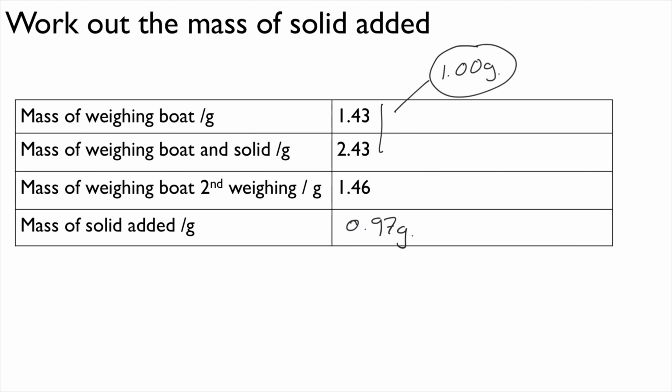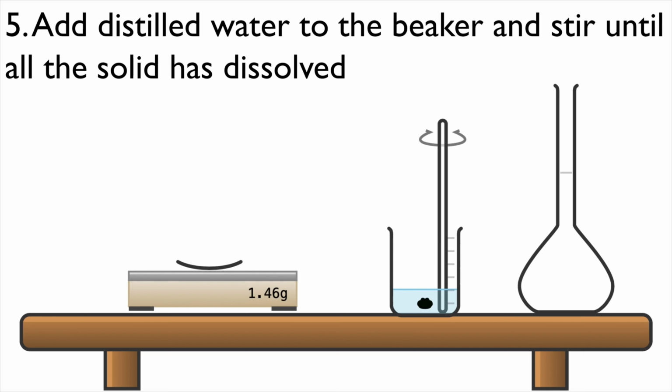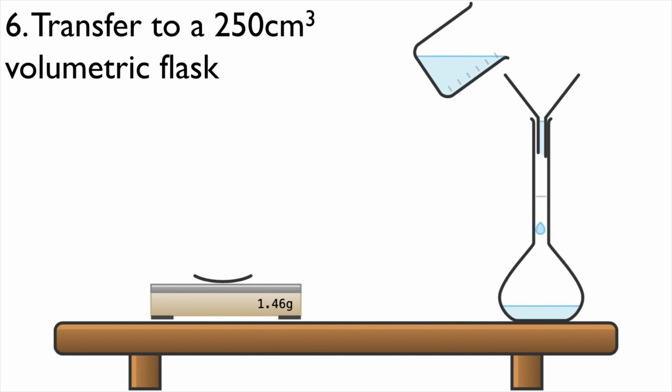Step 5, you're going to add some distilled or deionized water to the beaker, approximately 100 centimeters cubed of water, and then you're going to stir. You're going to break up any large lumps of solid just to get it to be as fully dissolved as possible. Step 6, you're going to transfer the contents of the beaker and try to get all the solid into the volumetric flask. You're going to need the use of a filter funnel, and that is so you don't spill any.